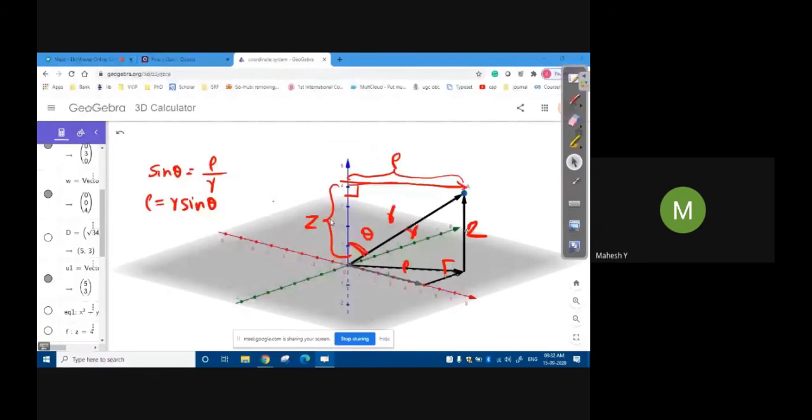Next, phi. What about z in terms of r and theta? Which quantity do I want? Adjacent to theta, this one, z. Yeah, very good. Cos I have to consider. So what is cos theta? Cos theta is equal to adjacent z divided by hypotenuse r. So z is equal to r cos theta. Great. So we got that relation also.